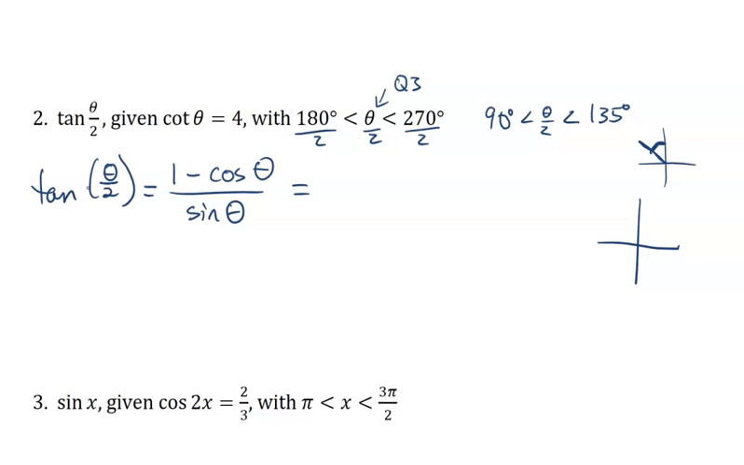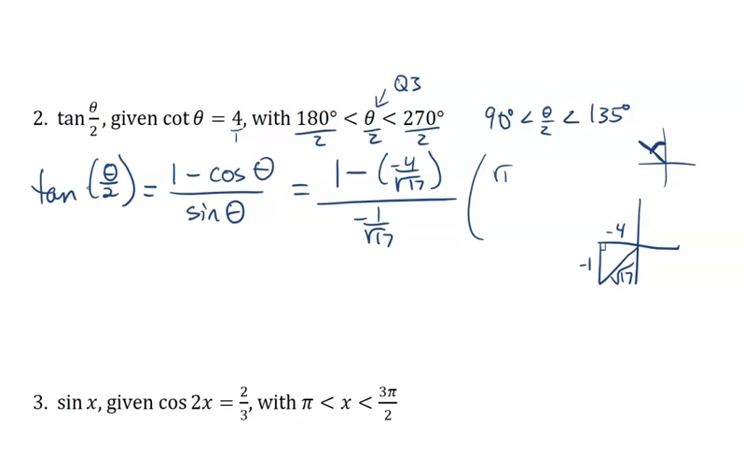Theta is in quadrant 3. Cotangent is equal to 4 over 1, meaning my adjacent is 4, my opposite is 1, and both of those are negative. So 4 squared is 16 plus 1, so root 17 is my hypotenuse. So this is 1 minus cosine of theta, which is negative 4 over root 17, all over sine of theta, which is negative 1 over root 17.